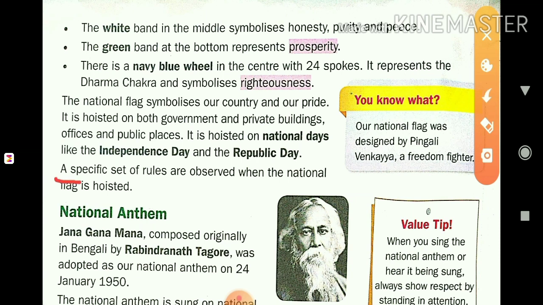A specific set of rules are observed when the national flag is hoisted. Means we all Indians gather at a place, and some rules are there. We salute our national flag, bowing to it, and we sing the national anthem on that day. So there are some rules we follow on that day, and we show our respect for our nation. So the next point we will look at in the next video.